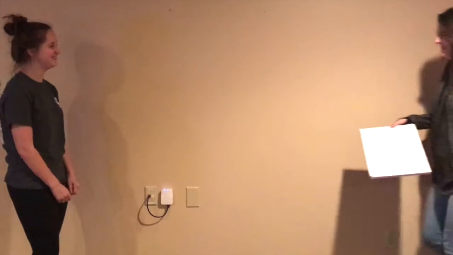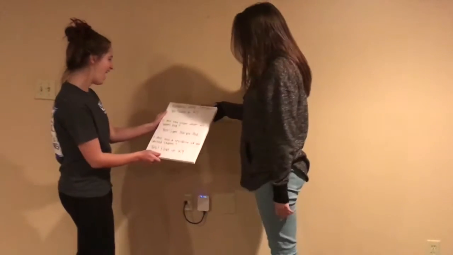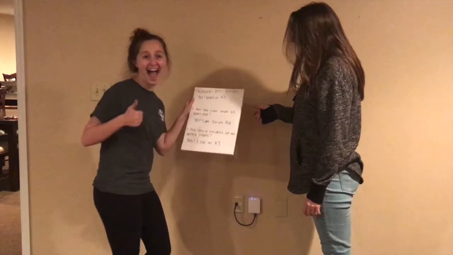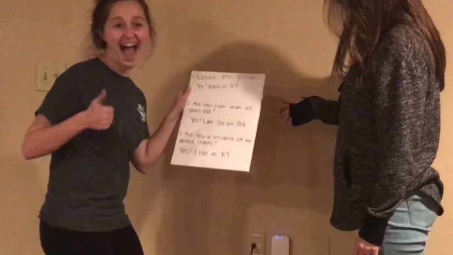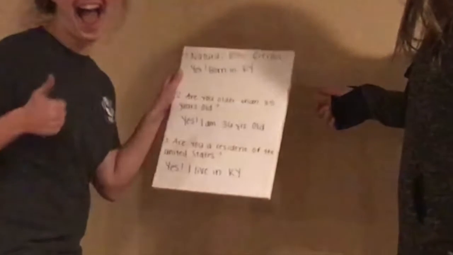For today's class, we're going to learn how to become president. So the first thing you have to do is to determine if you're eligible to run. To determine if you can run, you need to be able to check off 3 requirements. Are you a natural-born citizen? Are you older than 35 years old? And are you a resident of the United States?